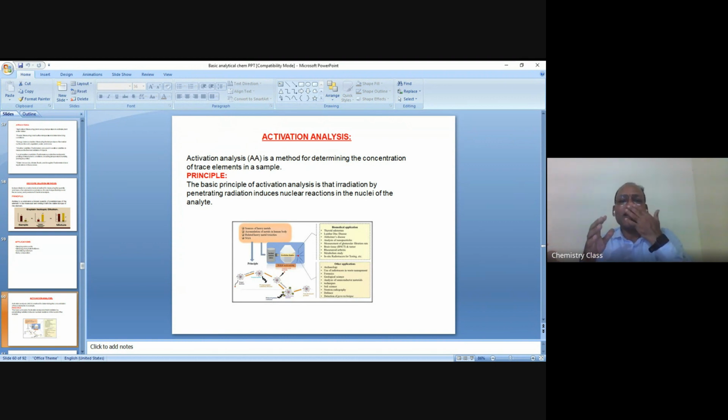Activation analysis is a method for determining the concentration of trace elements in a sample. How much trace amount is there, what impurities are there, what other compounds are there. On the basis of that we can calculate this. The basic principle of activation analysis is that irradiation by penetrating radiation induces nuclear reactions in the nuclei of the analyte. So this is the method.